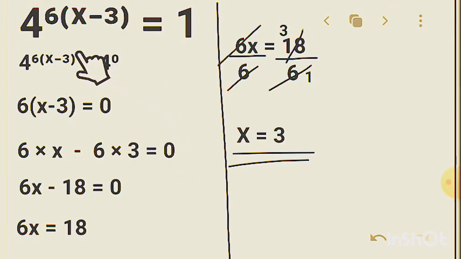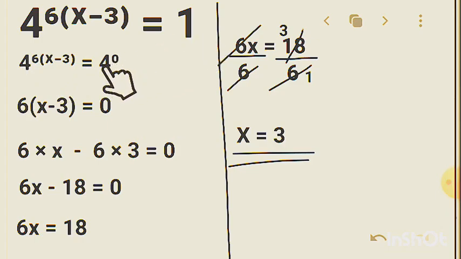Another example we are going to be seeing: we want to find the value of x for 4 raised to the power 6(x minus 3) equal to 1. Remember, anything raised to the power 0 is 1, and because we are looking for an equal base on both the left hand side and the right hand side, and the base on the left hand side is 4, anything raised to the power 0 is 1, so we use 4 so that the bases will be equal, and 4 raised to the power 0 is 1.